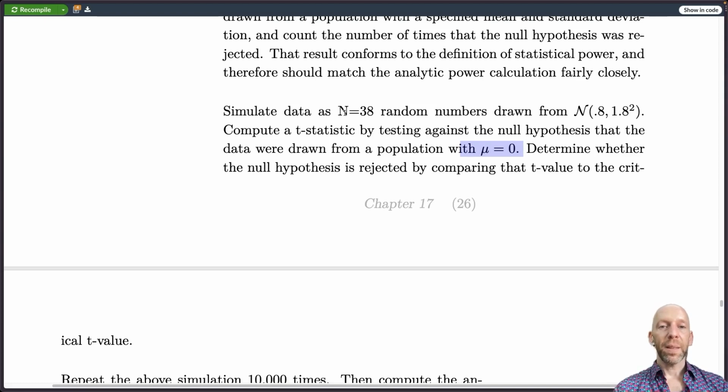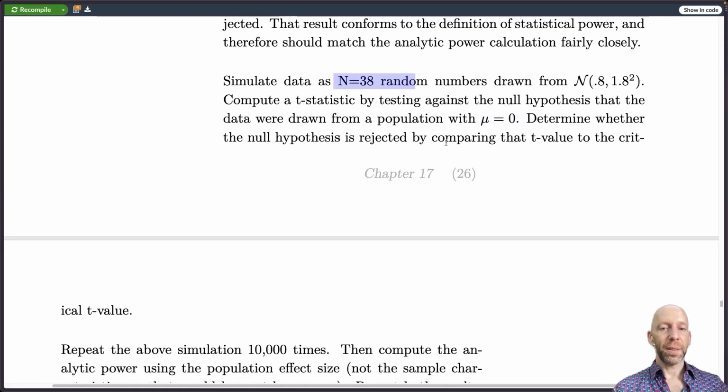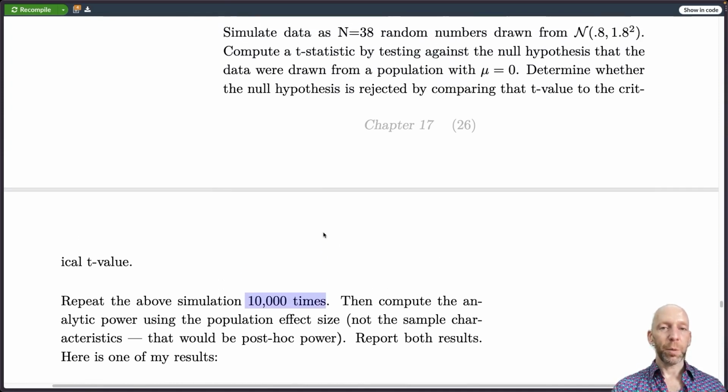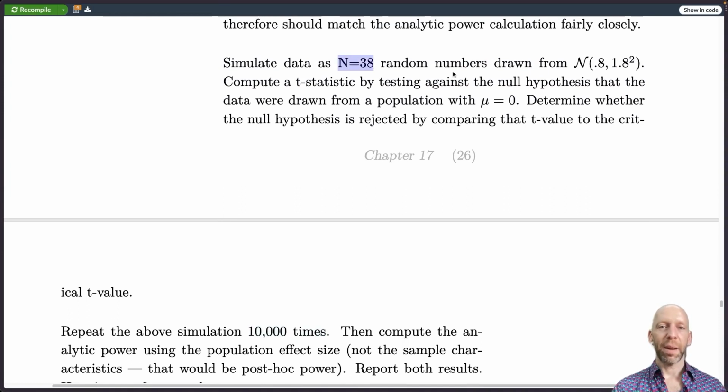So repeat this simulation 10,000 times. That's what I say down here. So 10,000 times, and in each of those experiment runs, you generate new random data, same population characteristics, same null hypothesis to test against, and you want to count how many of those 10,000 data sets, those 10,000 samples, had a t-value that allowed us to reject the null hypothesis.